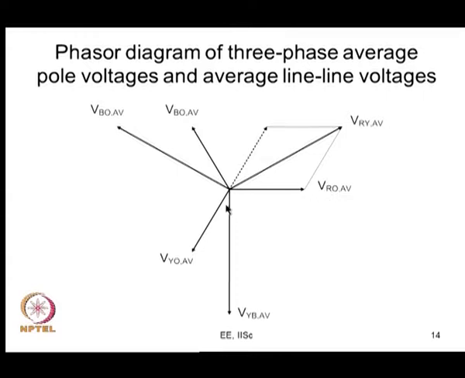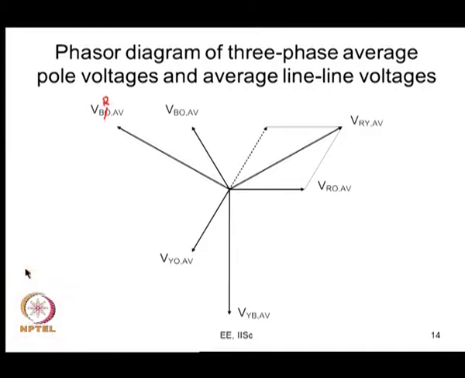Alright. There is an error here. This should be VBR average.